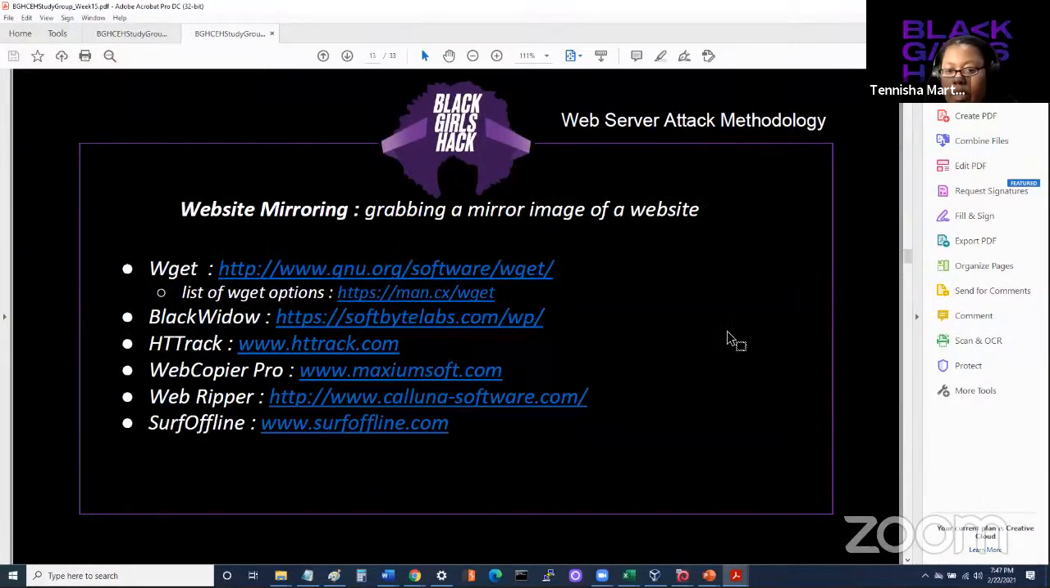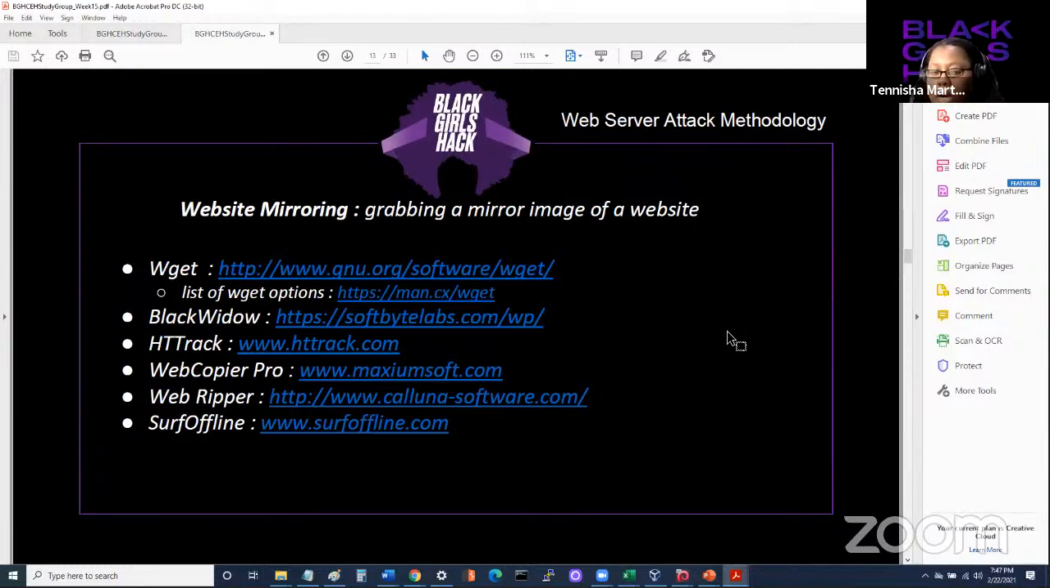All right, so next up, website mirroring. We've done this a couple of different ways. I think we did wget. I think I also included information about HTTrack in one of the past ones. There are also other website mirroring tools that you can use. Black Widow, Web Copier Pro, Web Ripper, and Surf Online are all different ways of mirroring a website.